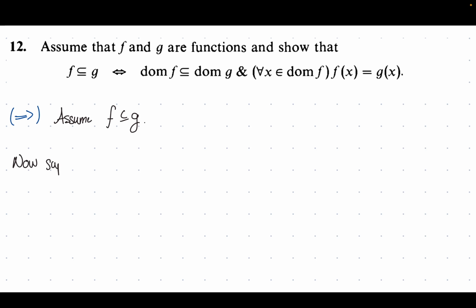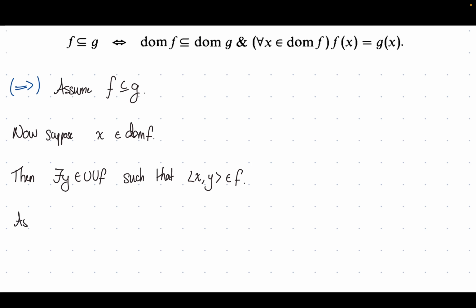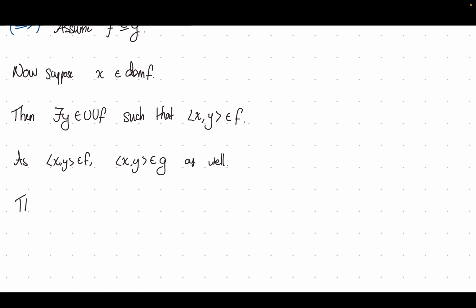Now suppose x is in the domain of f. Then there must exist some y in the union of f such that x comma y is in f. Now, as x comma y is in f, x comma y must be in g as well. Why? Because f is a subset of g by assumption. Thus x is in the union of g, and y is in the union of g.